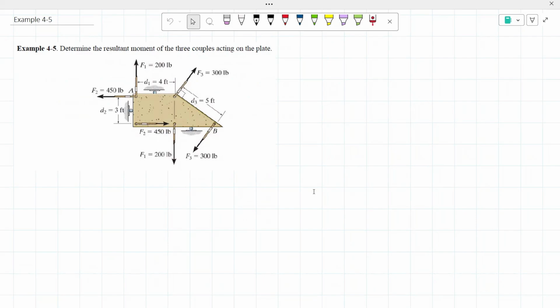Hello everyone. Today we're going to be working on example 4-5, and this example is asking us to determine the resultant moment of three couples acting on the plate. With the figure given to us, as you can see, we have three couples. We have these two forces, one going to the right, one going to the left, making a couple. We have these two forces going down and up, creating another couple. And then from there, we have the third couple.